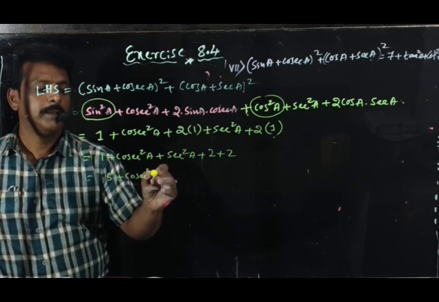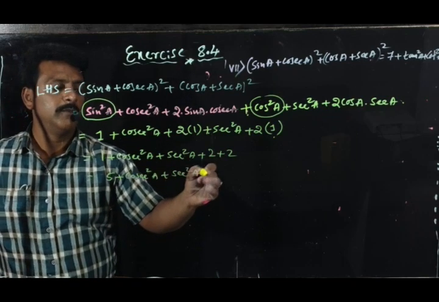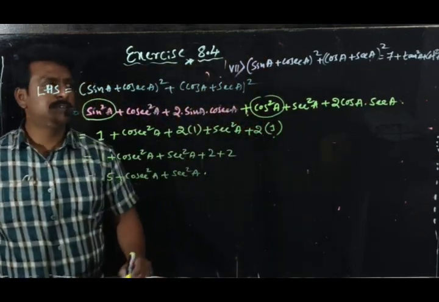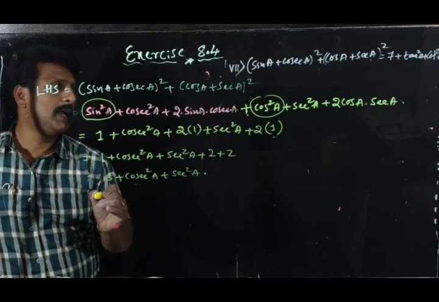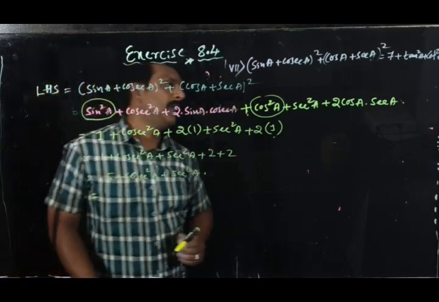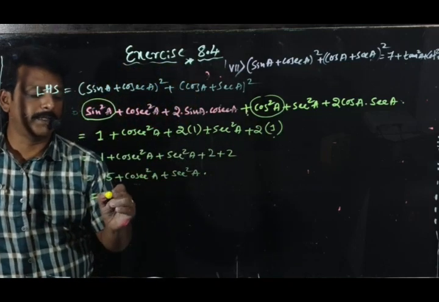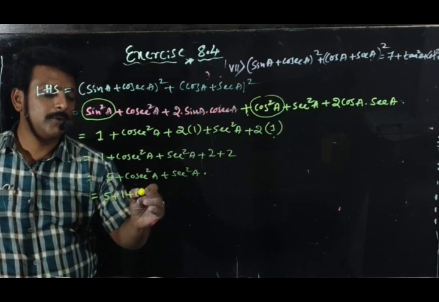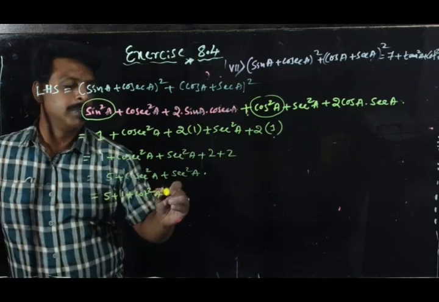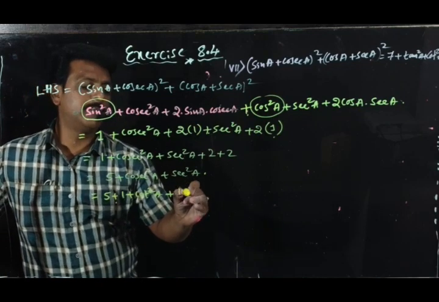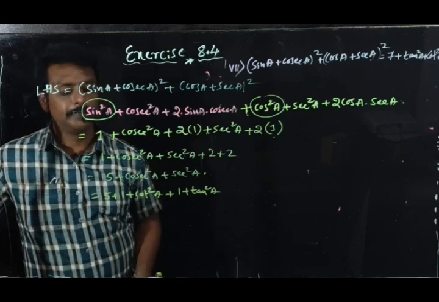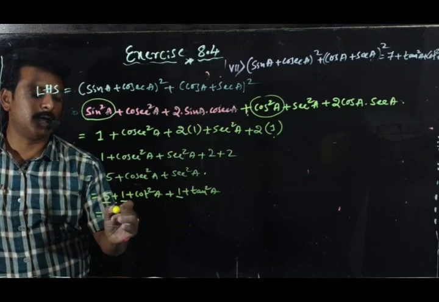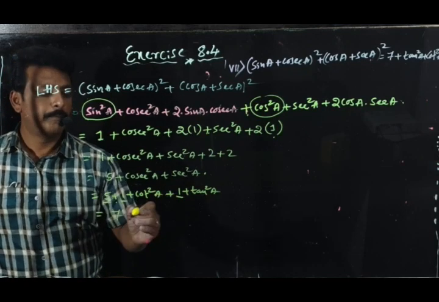No, because we have to get not 5. We have to get 7. So what to do, sir, next? What you wanted to get there? Tan and cot. Okay. For that I am going to apply the identity. 5 plus cosec square A is equal to 1 plus cot square A. Done. Sec square A is equal to 1 plus tan square A. This I wrote. Now, can you get? 5 plus 1, 6 plus 1, 7. Hurrah! We got answer. 7 plus.